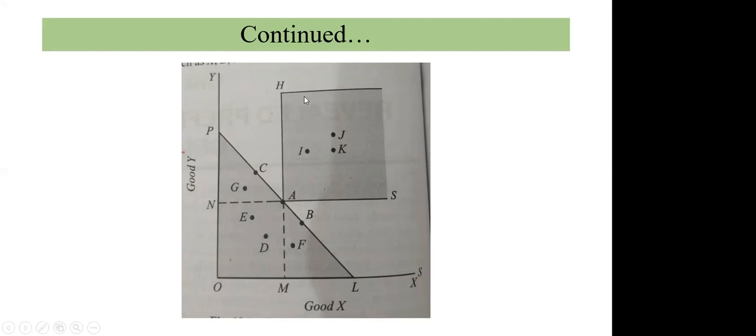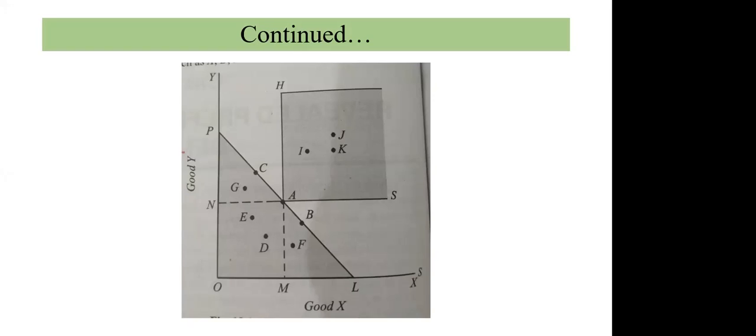And if we look at this particular shaded area, which is between these 2 lines, AH and AS, that is points I, J, K, and there may be different other points. It will also always be preferred over point A because it gives more quantity of both the goods. But why is he not choosing any of these points? Because they are beyond his budget. His budget is PL1. He cannot go beyond his budget to satisfy his desire. His satisfaction cannot be increased more than his purchasing power or his budget.